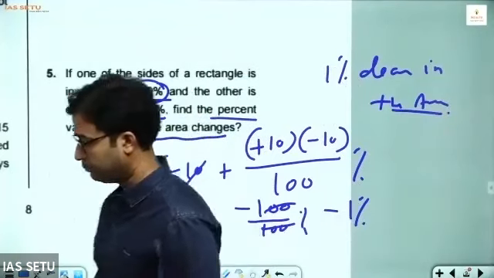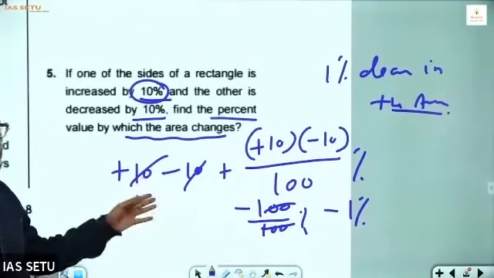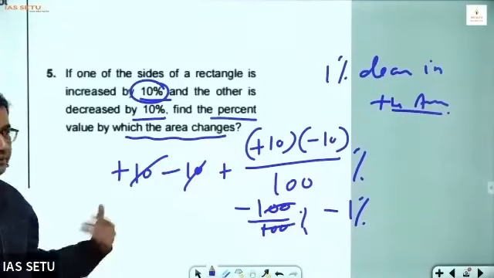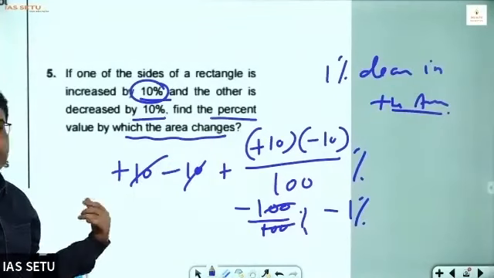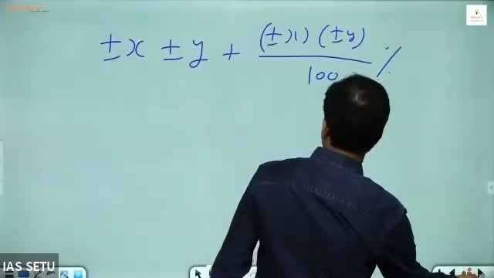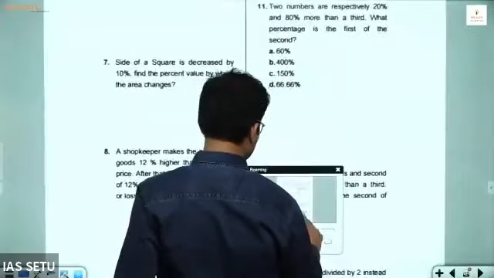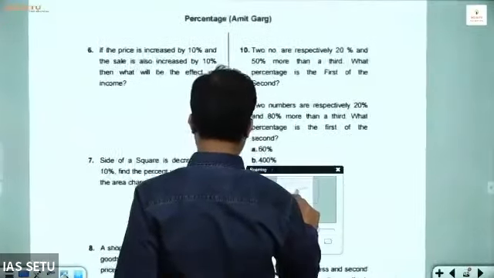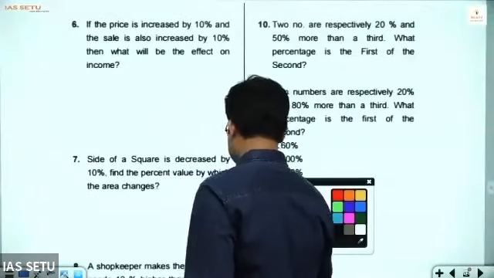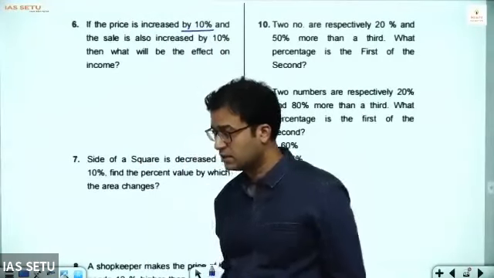Decrease in the area. So this is plus minus X plus minus Y plus minus X into plus minus Y upon 100%. Let me take 1 or 2 extra questions. Then I tell you the alternate method for this question again. पहले कुछ क्वेश्चन सॉल्व कर ही लेते हैं. Question number 6. Question number 6 here is, the price is increased by 10%.